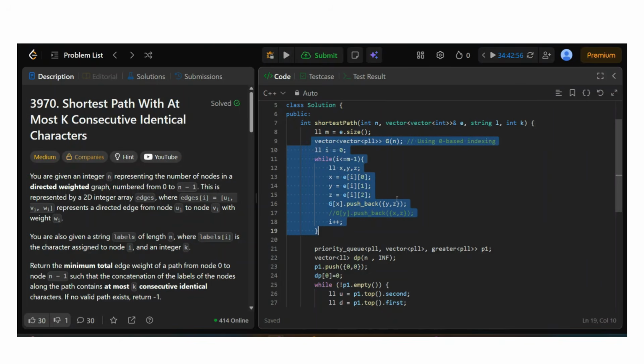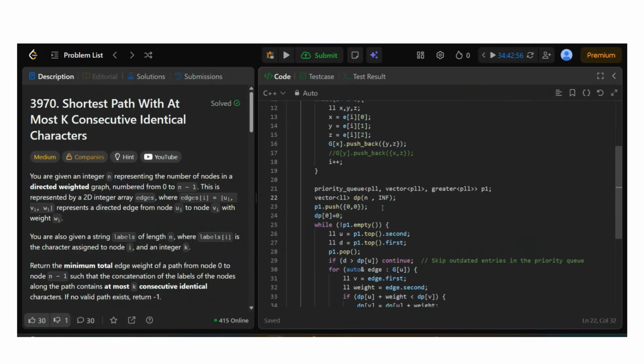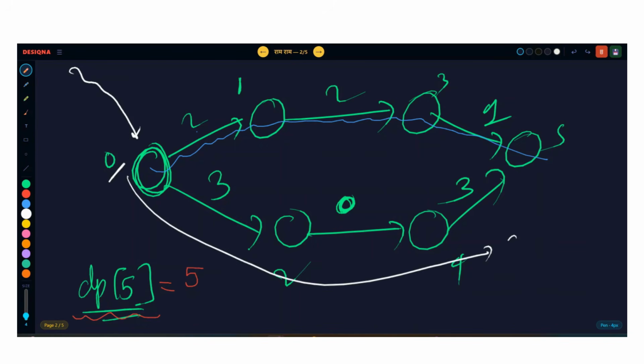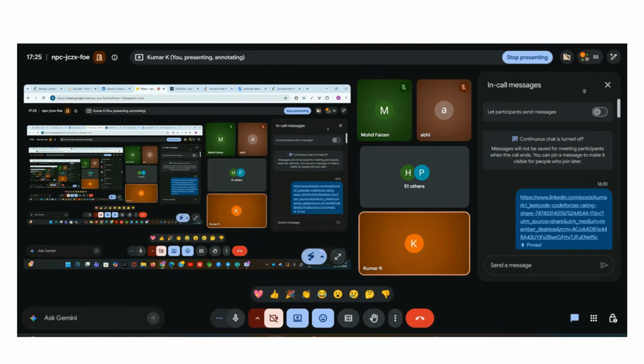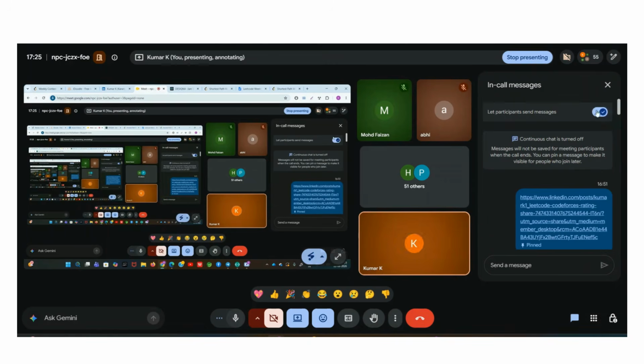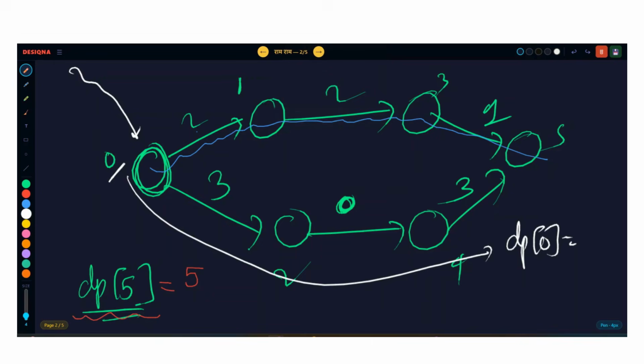Then priority queue, DP array. You push the starting state in the priority queue and the DP array. Use your common sense and tell me, during the start, what do you have? Node number 0. So what is the initial state? dp of 0. How much? What is the shortest length from node 0 to node 0? Write in the Google chat, guys. It is 0. So we always initialize the starting conditions like this, okay?